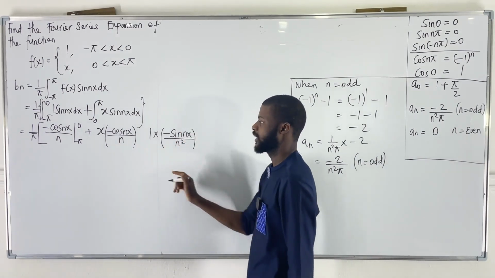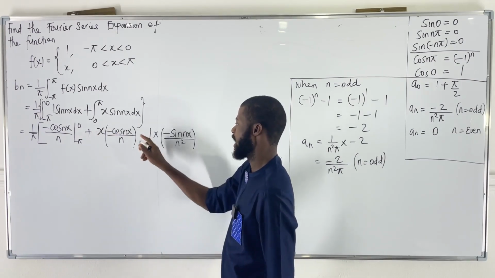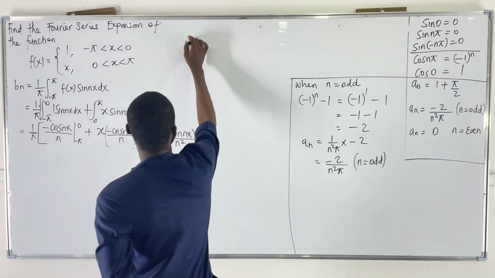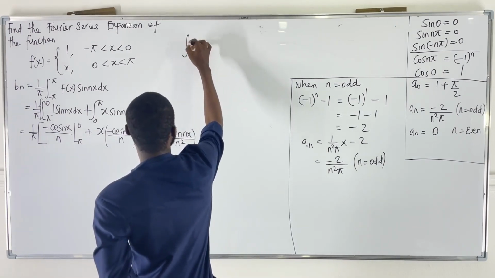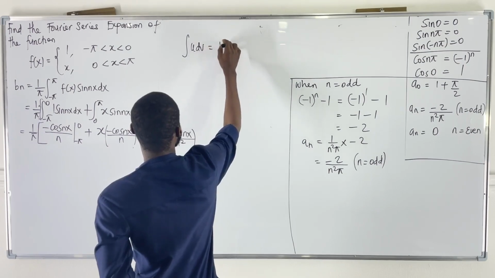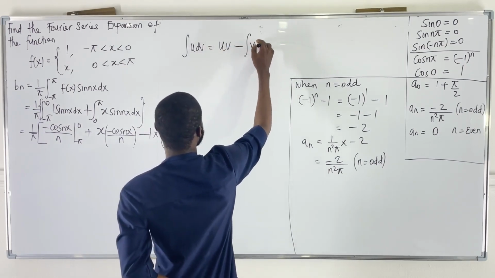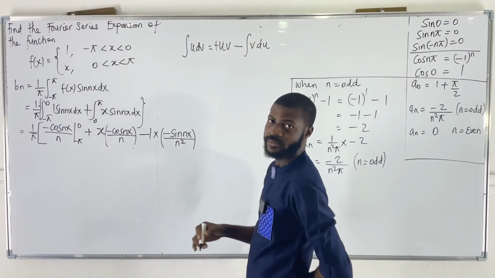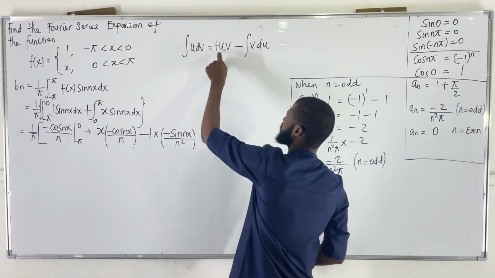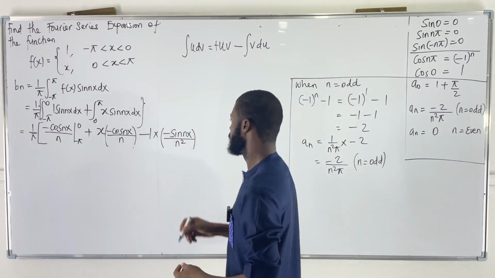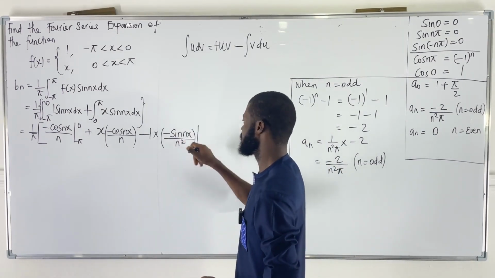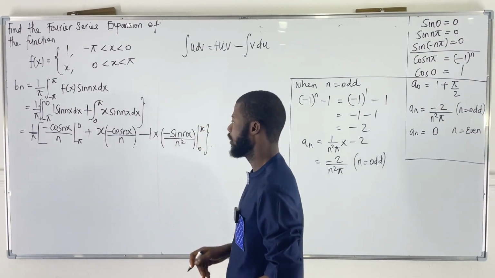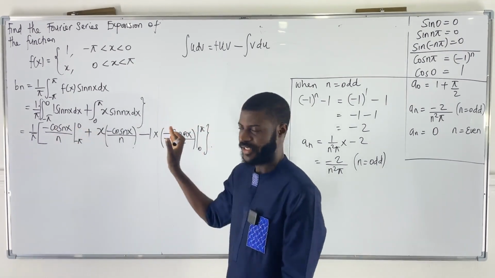Then this one is plus, this one is minus. You must always do it like that, plus minus. The reason is, remember that integration by parts: integral of u dv is equal to uv minus integral of v du. So this is always positive, this is negative. That's why it's like that. So the limits for this one are 0 to pi. All right, let's simplify our expression.